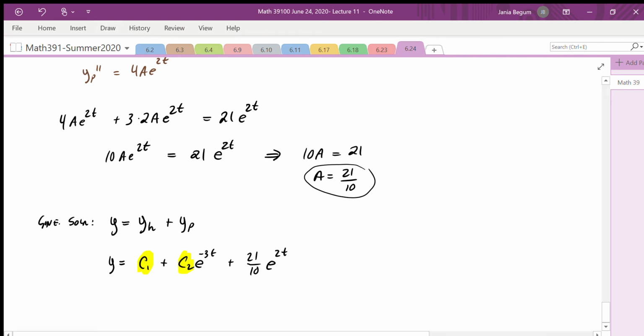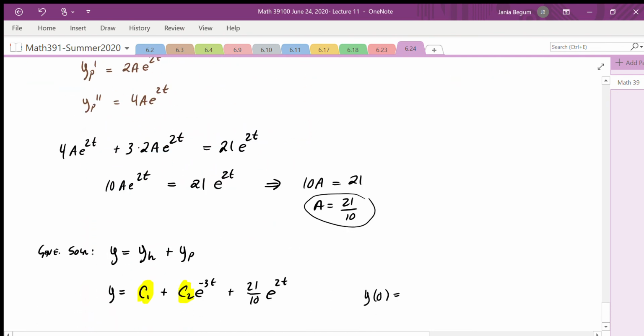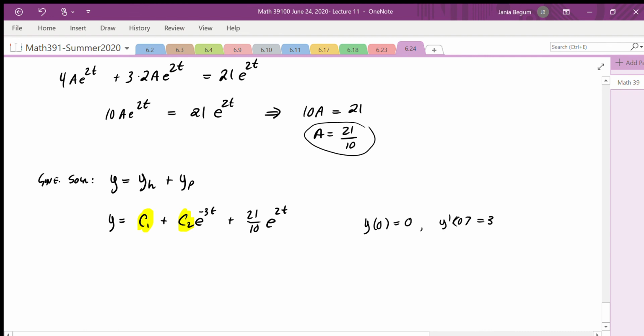So we were given y of 0 is 0 and y prime of 0 is 3. So let's find the coefficients C1 and C2. I'm going to plug in y of 0 equals 0. So I have 0 is equal to C1 plus C2 plus 21 over 10. Okay, got it.